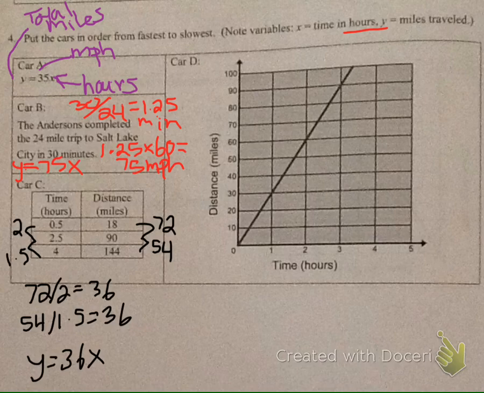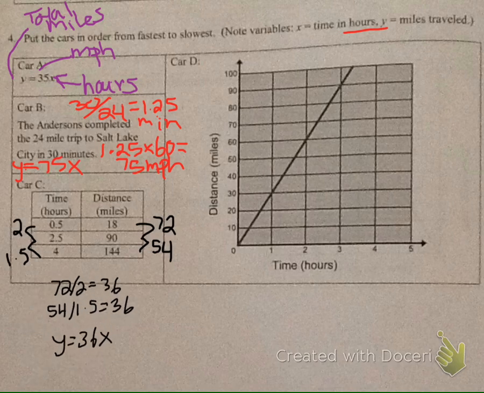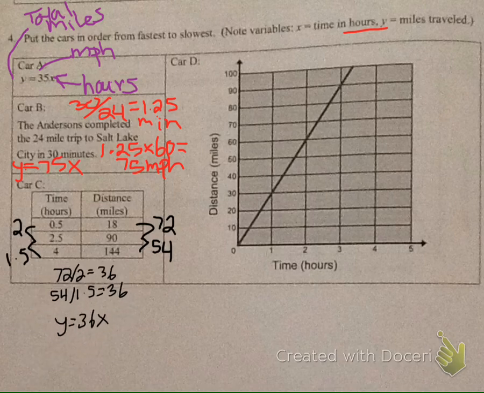Now for car D, I need to find my slope by putting in my slope triangle. Let me change colors here. Let's see, this point goes through perfectly, and so does this one. So I create my slope triangle. My run is 1, my rise is 10, 20, 30. So 30 divided by 1 equals 30. So their equation is y equals 30x.